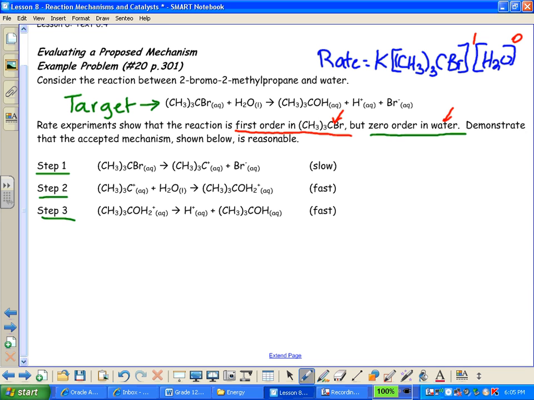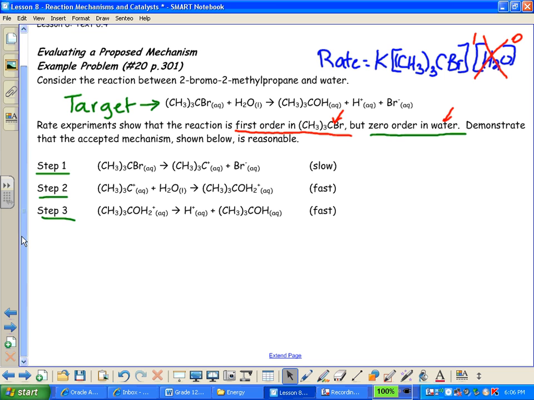If anything has an order of 0, it means it's not actually part of the rate law, so we can cross out water. So the rate law for the experiment, someone did all the mathematical work like they did before when we had to find m and n, and they're telling us that m is 1 and that n is 0. So that would be our final rate law.